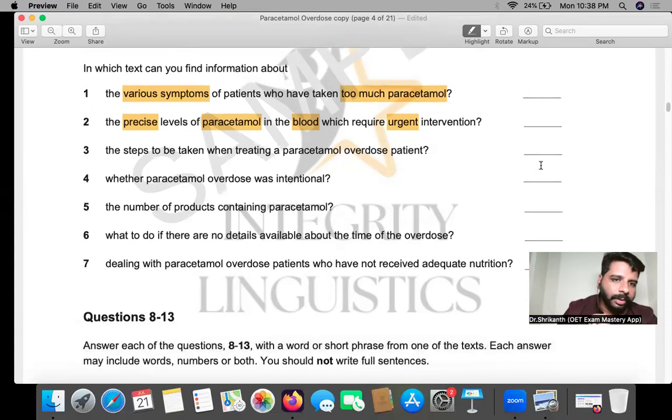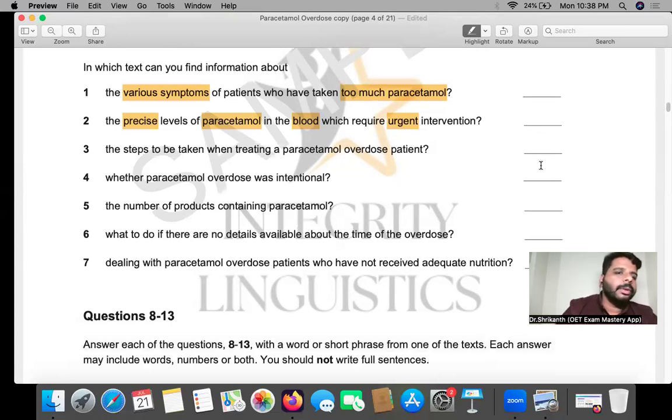That is extremely important. Now let's take a look at the third question. What's the third question? The steps to be taken when treating a paracetamol overdose patient. Steps means what? Step number one, step number two, step number three, step number four. A process. And what is the process over here for treating a paracetamol overdose?